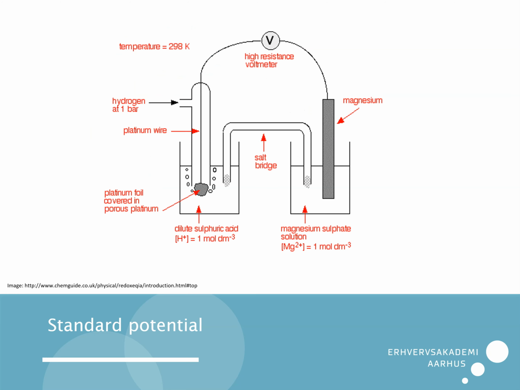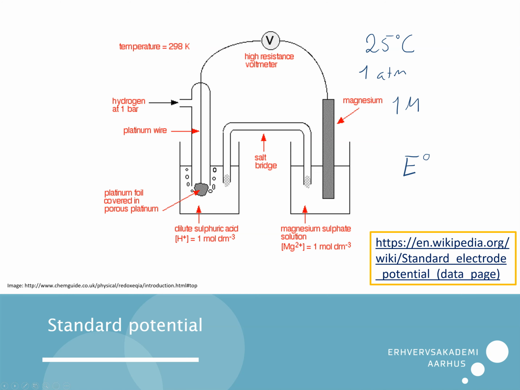All elements have been measured against the hydrogen reference in a setup like the one we just saw under standard reaction conditions, defined as 25 degrees Celsius, a pressure of 1 atmosphere, more precisely 100,000 Pascal, and 1 molar of each of the dissolved ions in the respective half cells. This gives us the so-called standard potential denoted as E0. There exists a lot of different tables where you can look up the value for the different substances, and one of the most comprehensive ones can be found on Wikipedia.